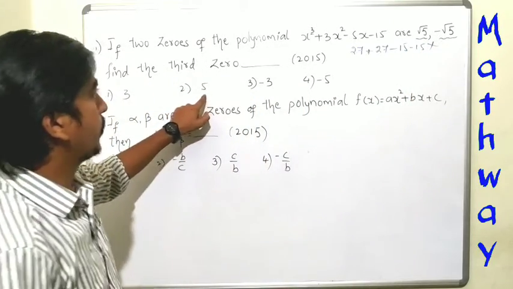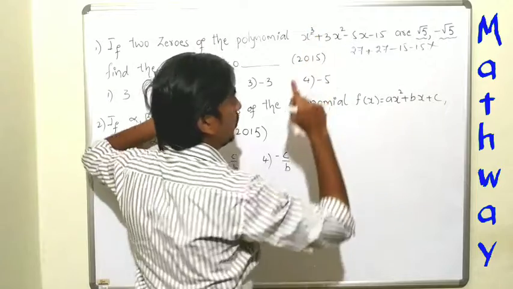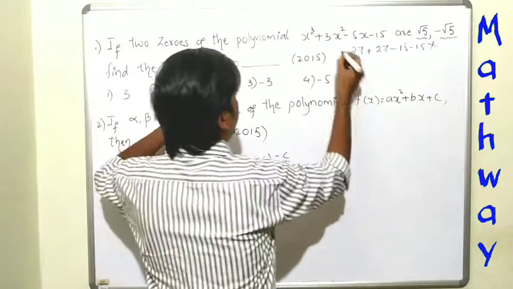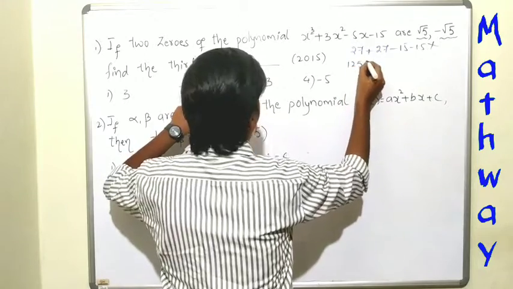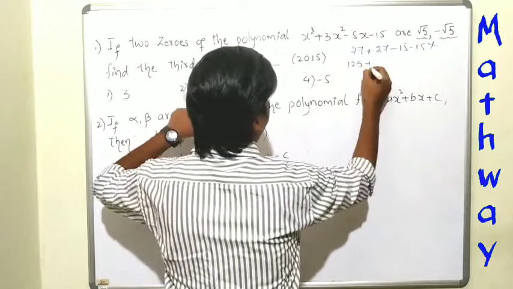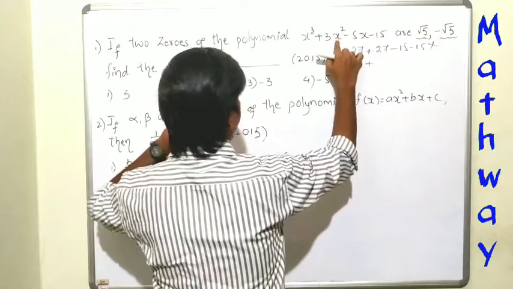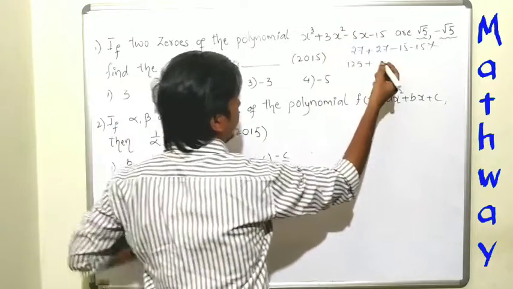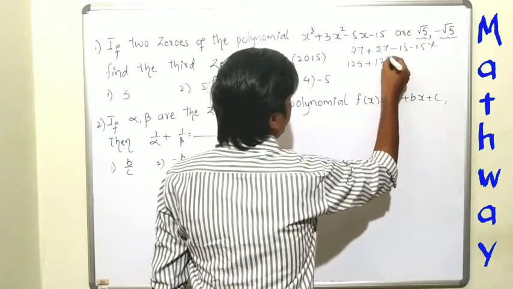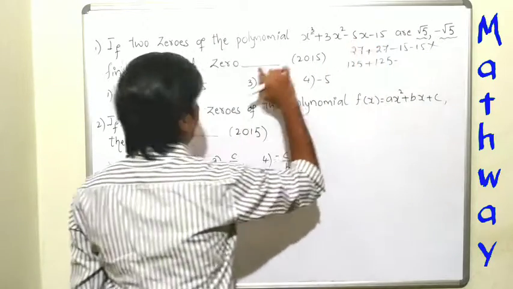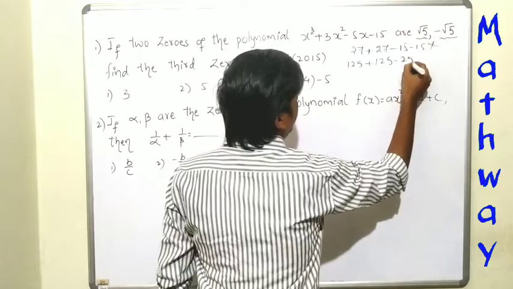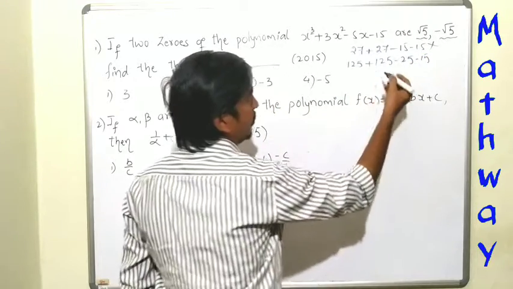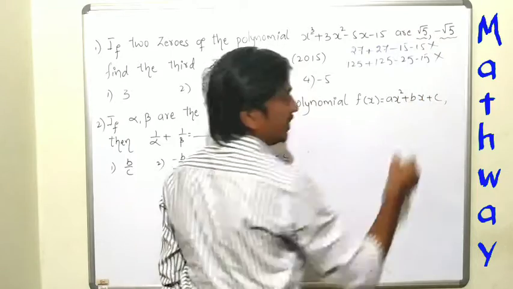Now let's take the second option, 5. 5 cube. 5 into 5 into 5. 5 fives are 25, 25 fives are 125. So it is 125, plus 3x square. x square means x is 5, so 5 square is 25, 25 threes are 75, minus 5 into 5. 5 fives are 25, minus 15. You can see the bigger numbers are being added, so by subtracting the small ones, we never get 0.